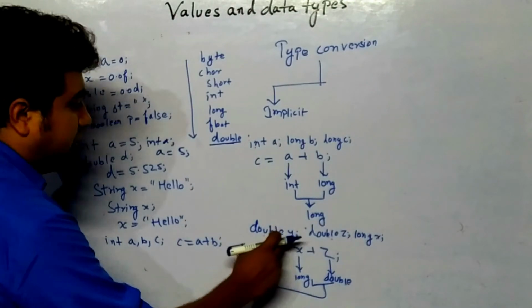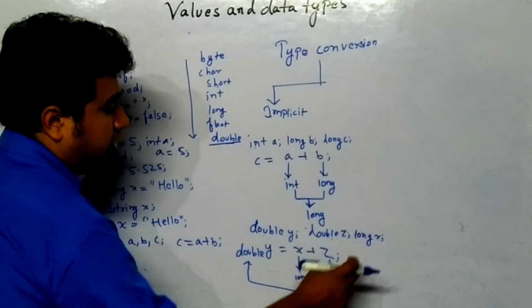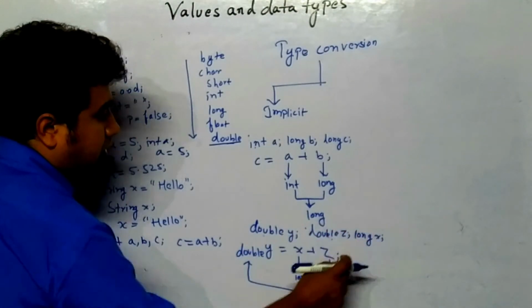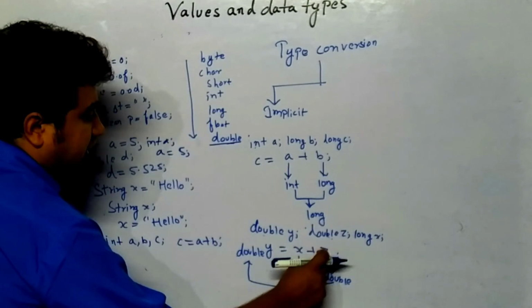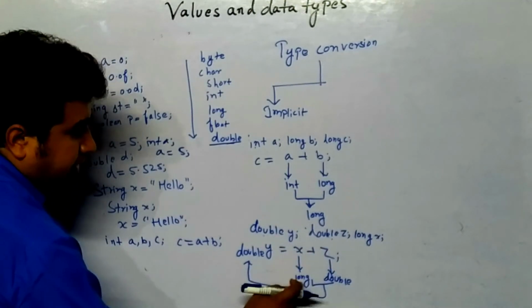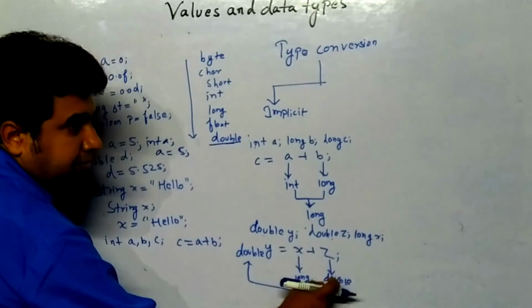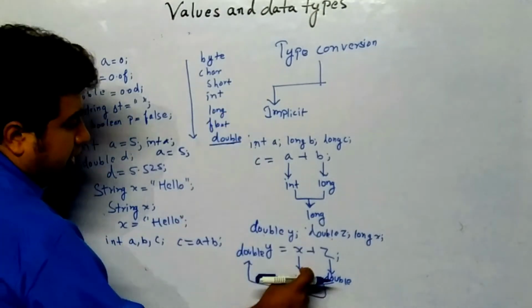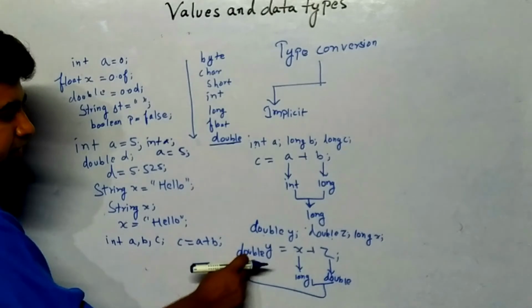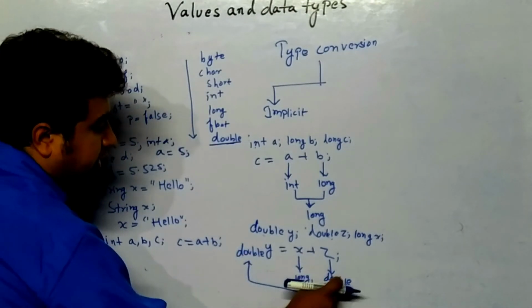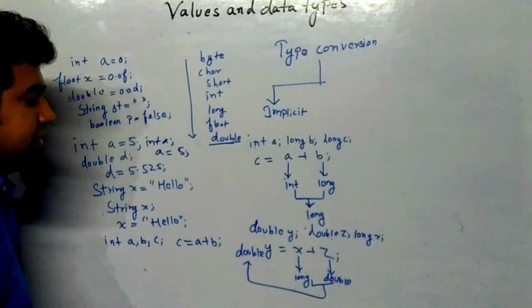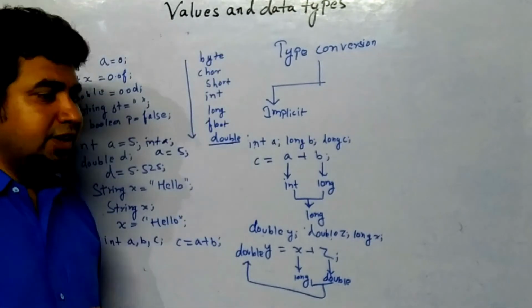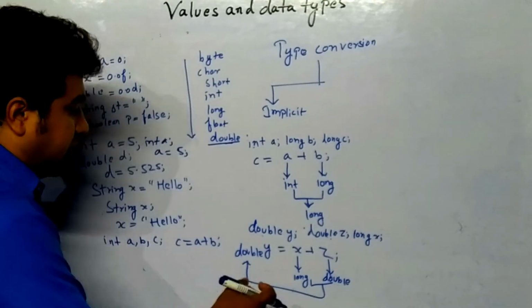Similarly, you can see here double y, double z, long x. It is given here that y and z are double and x is long. x plus z. You can see here x plus z. x is of type long and z is of type double. Now in the series you can see double is greater than long, so long and double will be converted to double. The result of long and double will be converted to double automatically. This is known as implicit typecasting. This means that with no effort it is automatically converted into the bigger data type.